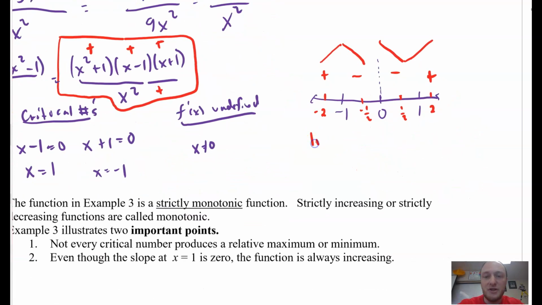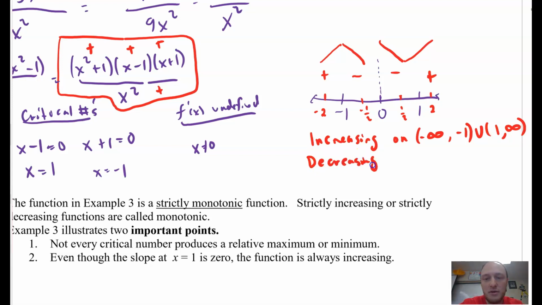We can say that the function is increasing on negative infinity to negative 1, union 1 to infinity. Okay, where is it decreasing? Well, it is decreasing on negative 1 to 0. We have an asymptote, right? Then from 0 to positive 1. Okay, so there's the increasing, decreasing.